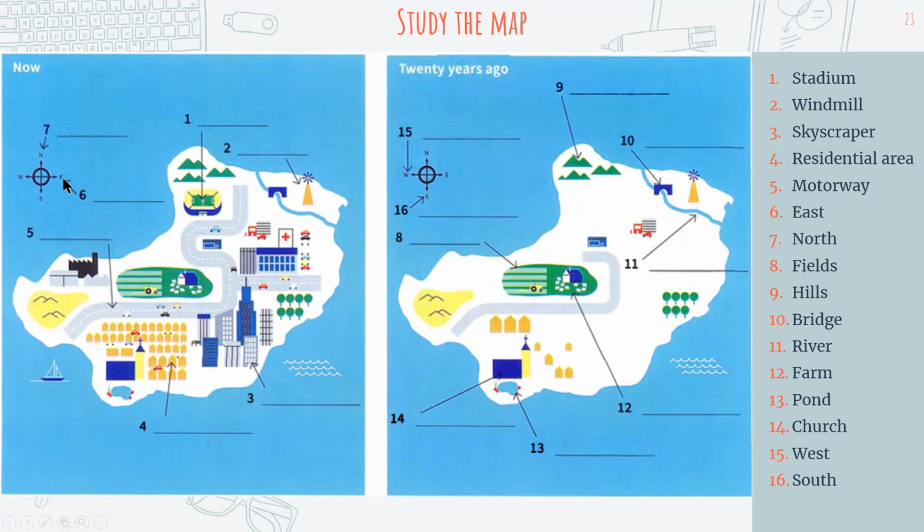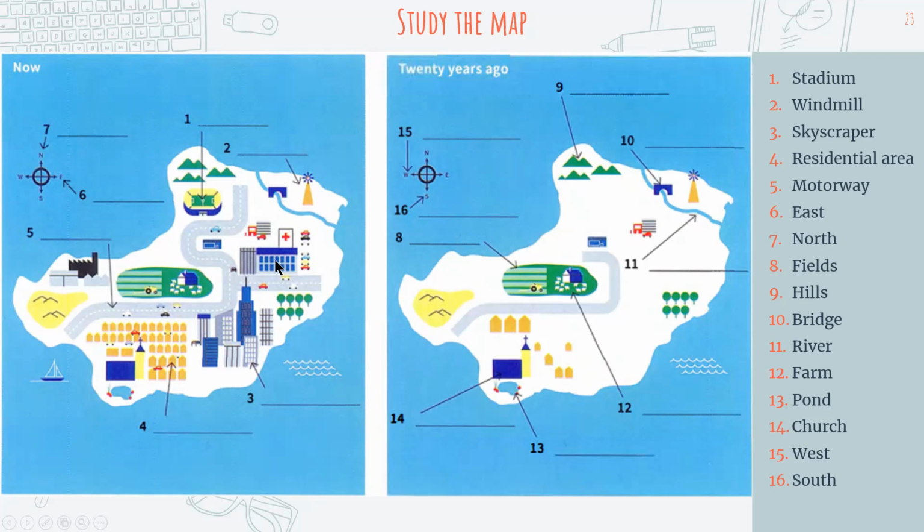6 is the east, of course. 7 is north. 8 here in the second map. Fields. Then 9 hills. 10 is the bridge. Then, and we have a river. Number 12, this is a farm. 13, this is a pond. 14, of course, as you can see, there is a cross, so it's a church. 15 is the west, and 16 is the south. So you have to study the map.